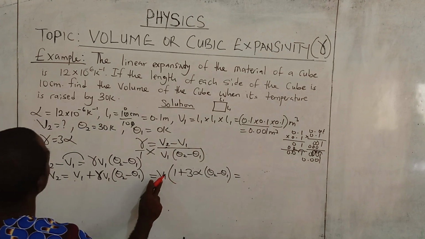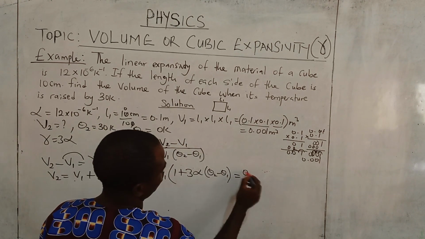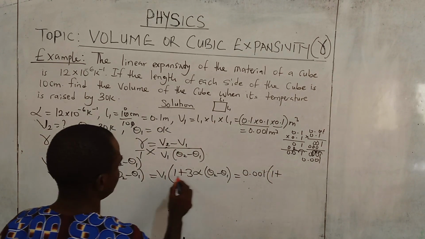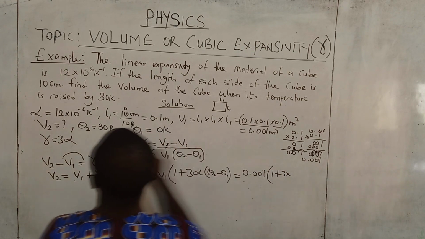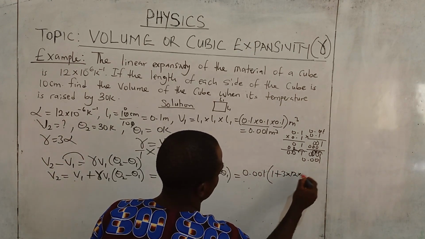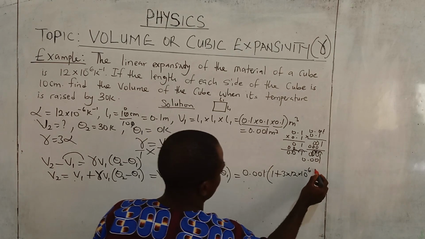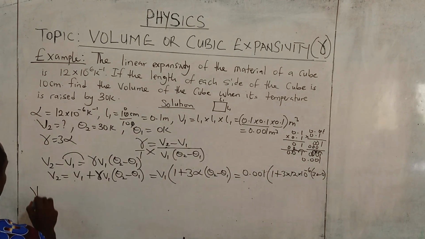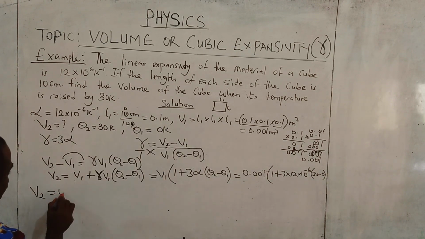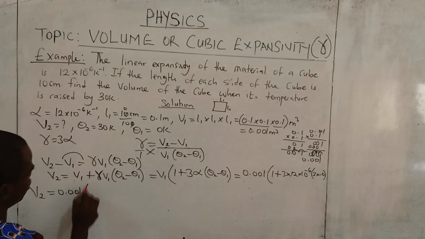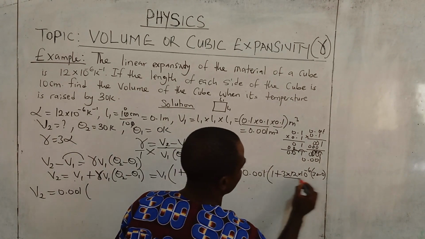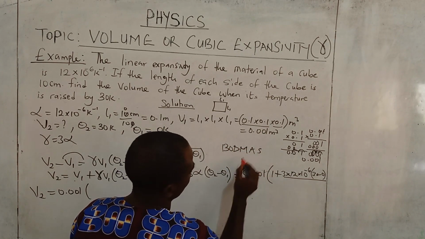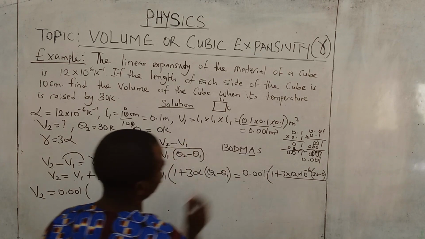Now let's impute our value: V1 is 0.001 plus 3 times our alpha, 12 times 10 to the power minus 6, theta 2 plus 30 minus 0. Now V2 equals 0.001 open bracket. We are solving this problem with multiplication first because of BODMAS. BODMAS says we should solve multiplication before addition.